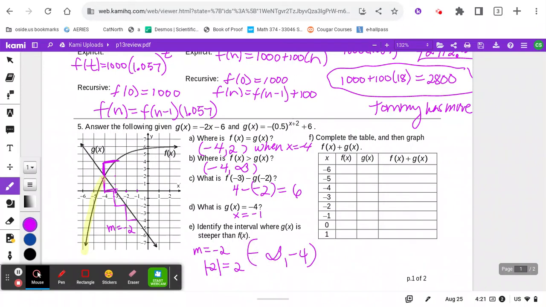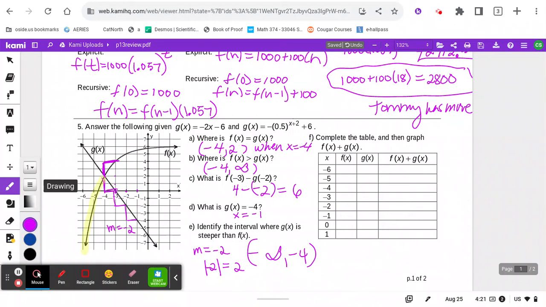Okay, how'd those go for you? All right, complete the table. What's f of x plus g of x? First, go get the inputs and the outputs for each one, and then we just add those together in this end box. This is still talking about the same graph, the same function.